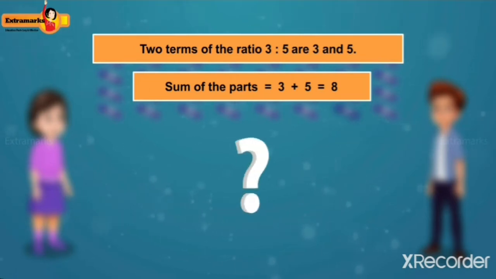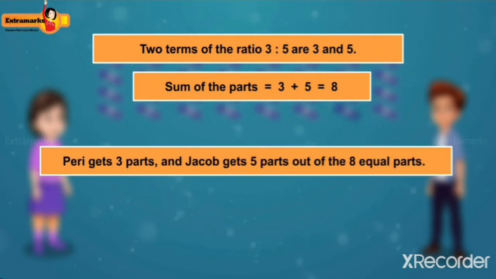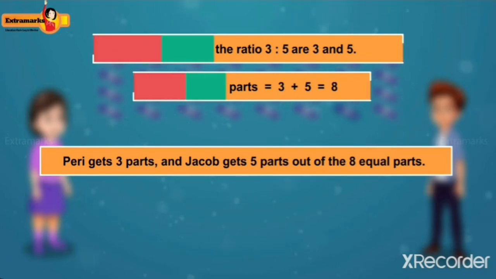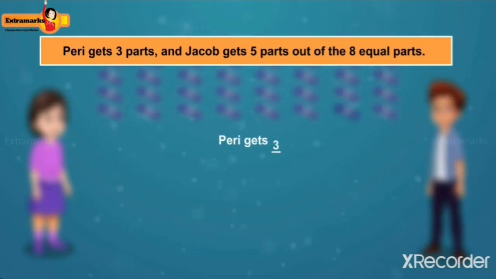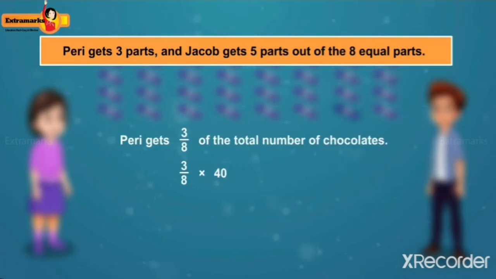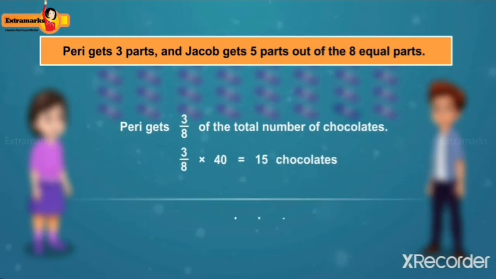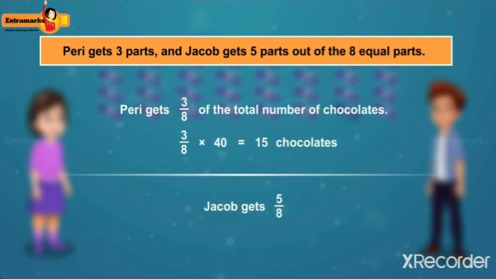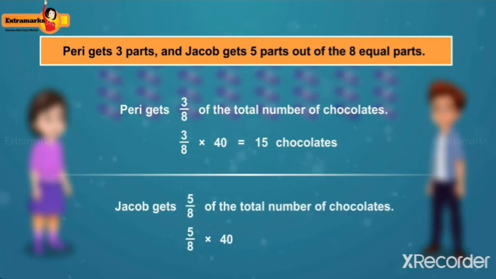Because this sum tells us that Perry gets 3 parts and Jacob gets 5 parts out of the 8 equal parts. So, Perry gets 3 upon 8 of the total number of chocolates, that is 15 chocolates, and Jacob gets 5 upon 8 of the total number of chocolates, that is 25 chocolates. Hope you have understood the concept of ratios.